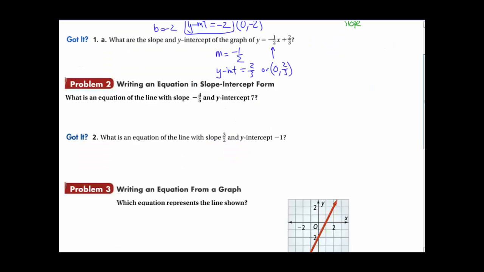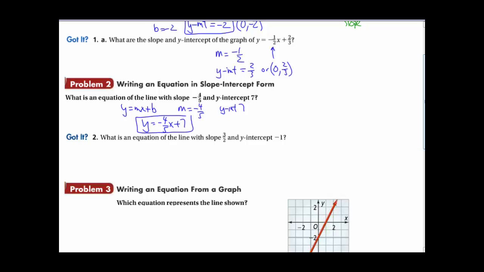Problem 2. Now we're going to look at writing an equation in slope-intercept form, given the slope and the y-intercept. What is the equation of the line with slope negative 4/5 and y-intercept 7? Given the slope, we know m is negative 4/5, and our y-intercept is 7. So if we put it into y equals mx plus b, we substitute the values for m and b, and we get y equals negative 4/5 x plus 7.